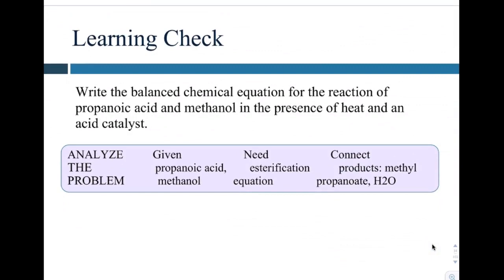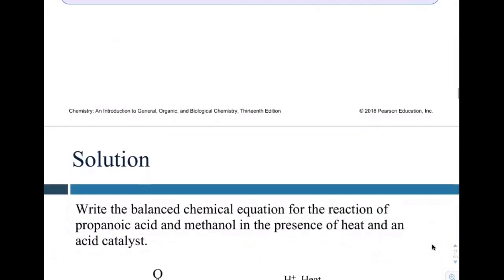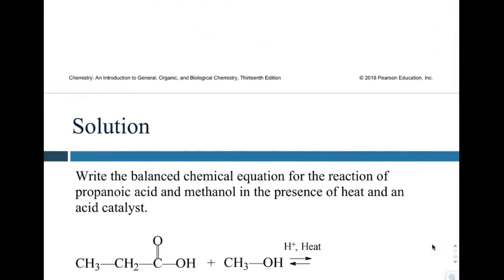Let's try it, okay? The reaction of propanoic acid and methanol in the presence of heat and an acid catalyst. So pause and give it a shot. Alright, so did you at least get your propanoic acid and methanol written out? Let's try that. Okay, so our propanoic acid down here at the bottom, prop has 1, 2, 3 carbons. And on carbon 1, because it's the most important part, is the carboxylic acid group. So we've got a carbonyl and a hydroxyl, a carboxyl. And then we're going to have methanol, so methanol has 1 carbon with a hydroxyl group.